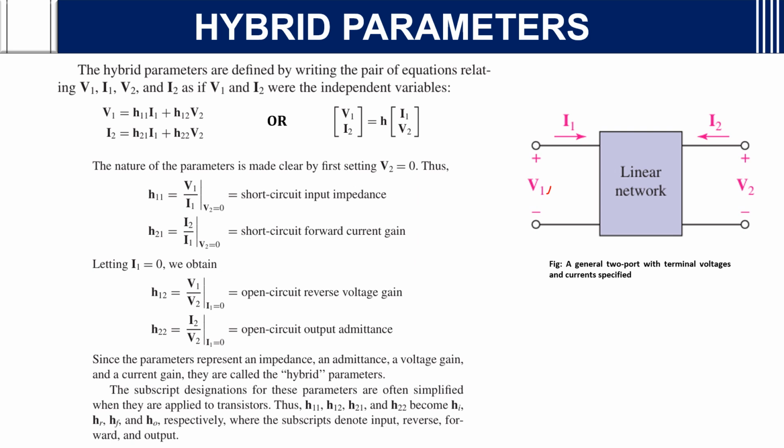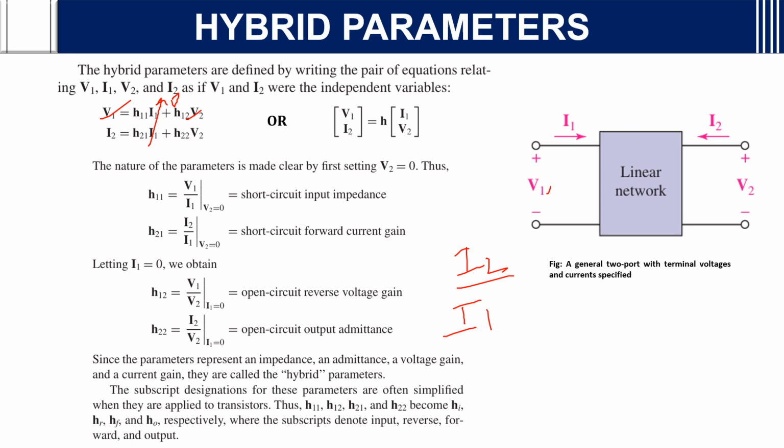Then letting now I1 equal to 0. Now we made V2 equal to 0 and we got some equations. Now we will make I1 equal to 0. When you make I1 0, H12 is equal to V1 by V2 when I1 is equal to 0. V1 by V2 means what? Voltage gain. That is reverse voltage gain. Why? Because gain is calculated as output by input.